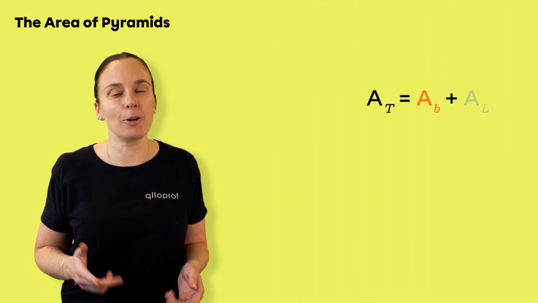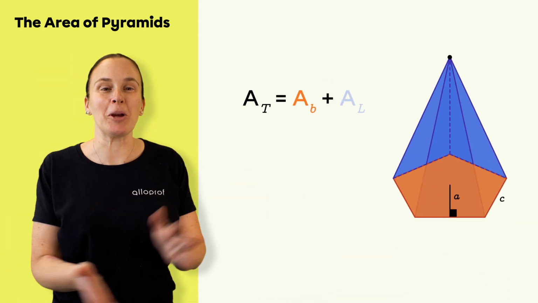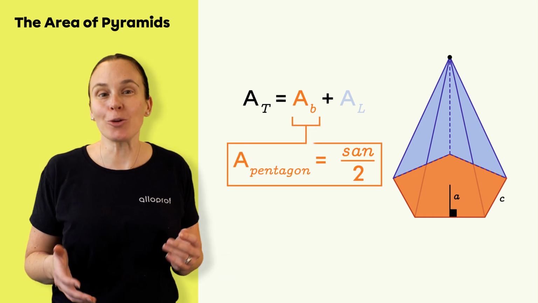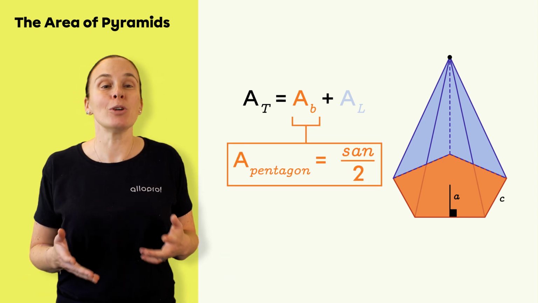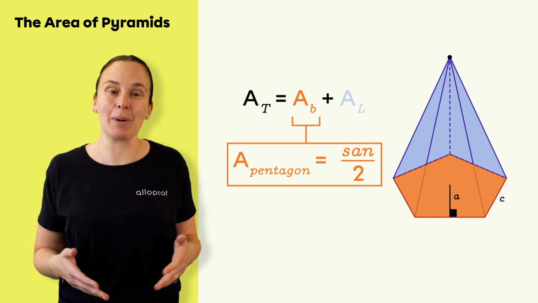Let's look at this formula in more detail. How do you find the area of the base of a pyramid? Good question. In this case, the base is a pentagon, so you use the formula to find its area, which is side length times the apothem times the number of sides divided by 2.